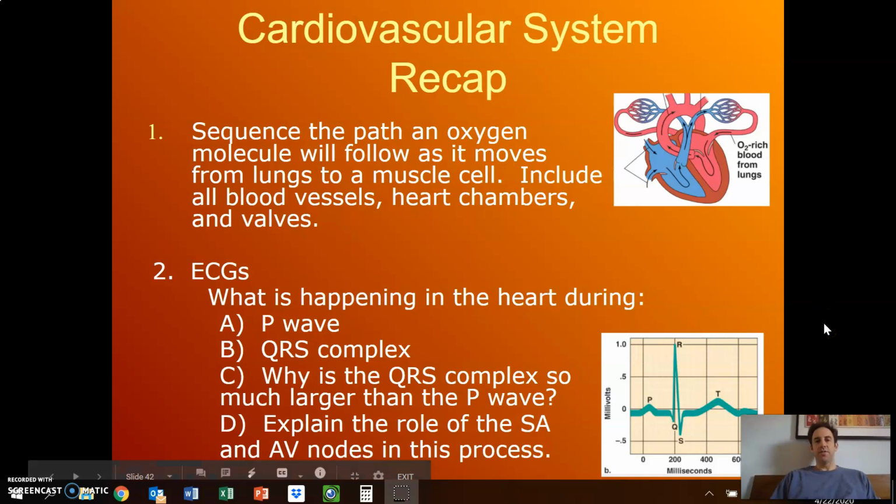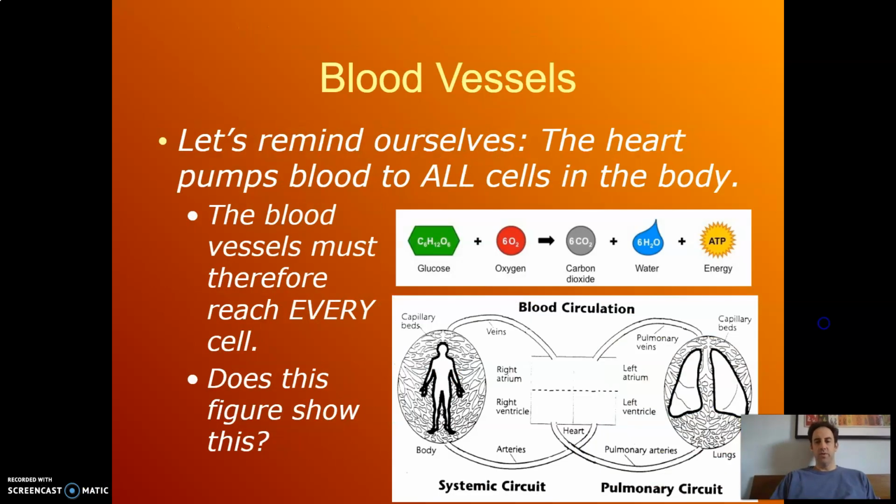But remember, the heart was just the first component of the circulatory system. There was the heart, the blood vessels, and the blood. So now we're ready to turn our attention to the second component, which is the blood vessels. Now, I want to remind you that the heart has to pump blood to all the cells in the body. All the cells are going to need oxygen, they're going to need nutrients, they're going to have their waste removed.